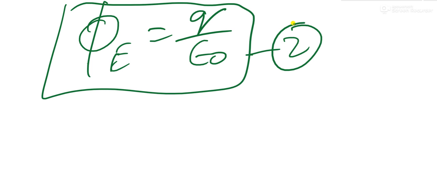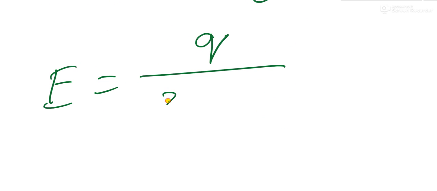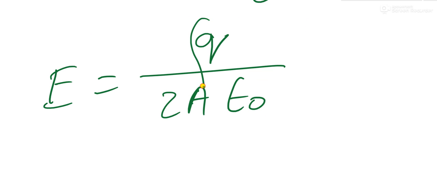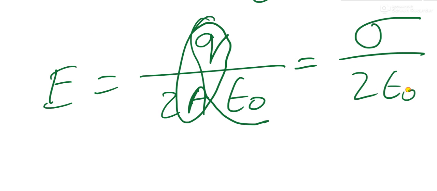So I made equation 1 and equation 2 equal. 2EA is equal to Q divided by epsilon naught. If you want the net electric field, E is equal to Q divided by 2A epsilon naught. Q divided by A I already represented as sigma, so E is sigma divided by 2 epsilon naught. This is the electric field due to a uniform long charged sheet. Next, two parallel plates we are going to see. So the third application: two parallel plates.